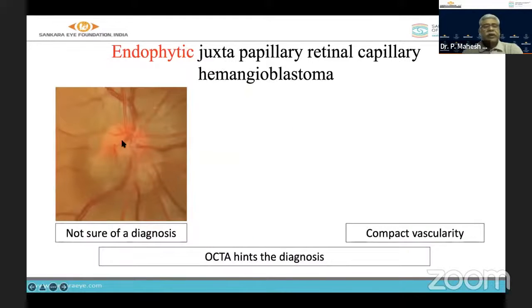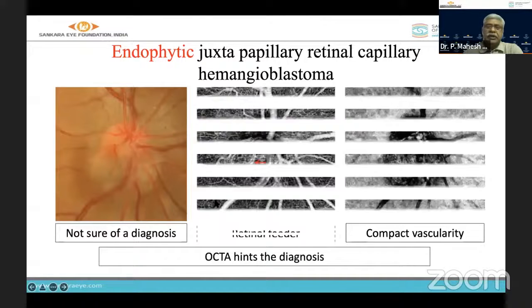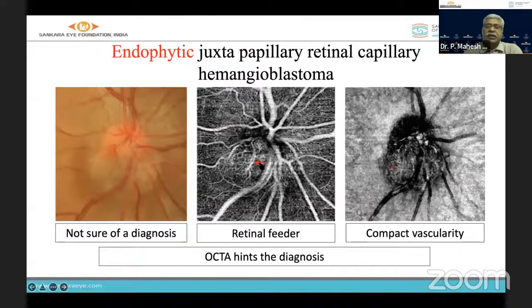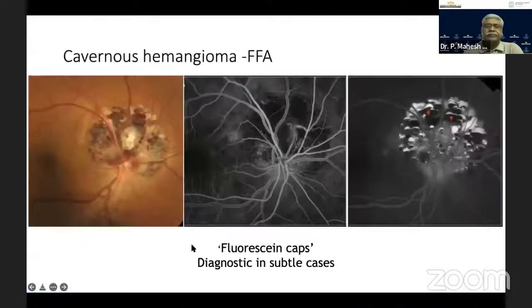Here is one patient where there looks like a disc edema, and we are not very sure of the diagnosis. We did an OCTA here, and you can see that there is a retinal feeder vessel here and a compact vascularity. So what we're seeing here is an endophytic juxtapapillary retinal capillary hemangioblastoma. So you can make a diagnosis just based on the OCTA here.